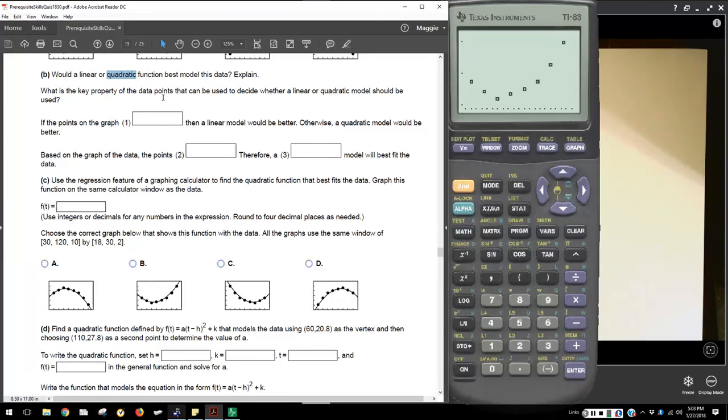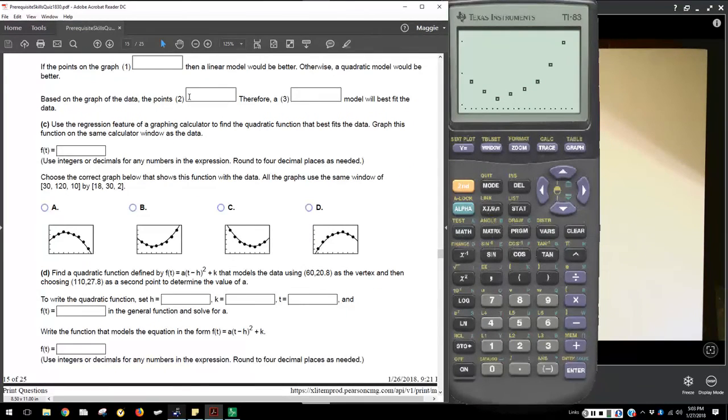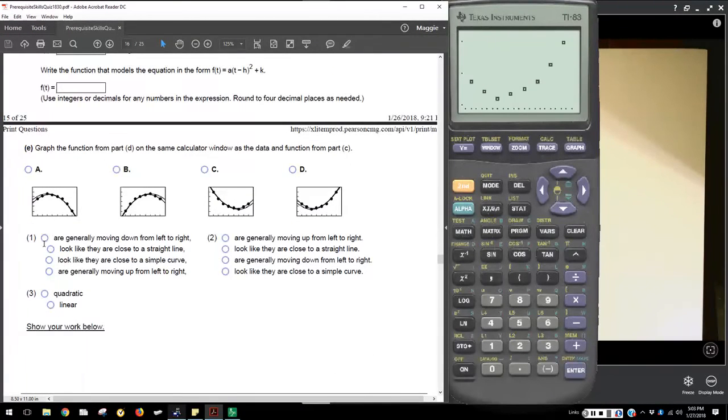And the key property is that if the points on the graph constantly increase or have the same slope, then a linear model is better. Otherwise, a quadratic model would be better. And based on the graph of the data, the points are opening upward, so the quadratic model would best fit the data. Let's see, what do they want us to actually choose for the words? If they're generally moving down from left to right, or they look like they're close to a straight line, then that's a linear model. Our points look like they're close to a simple curve, so that's why it's a quadratic model.